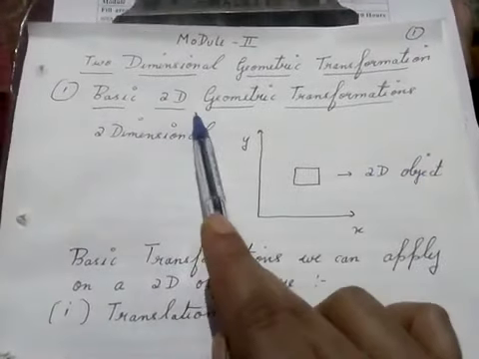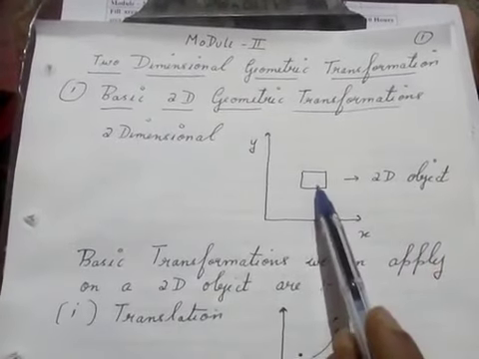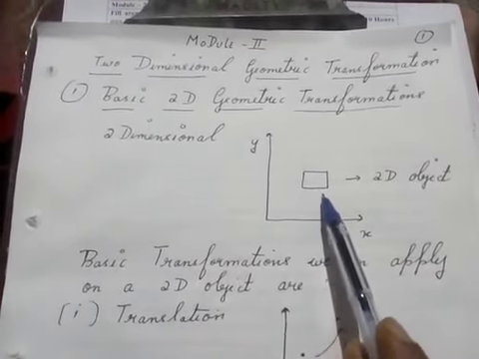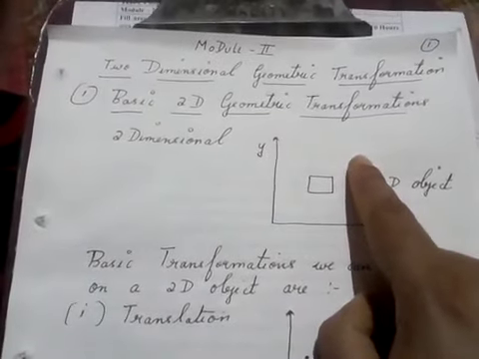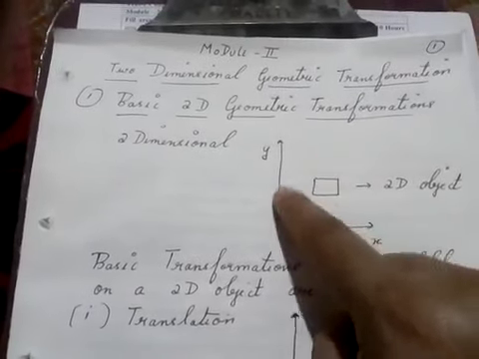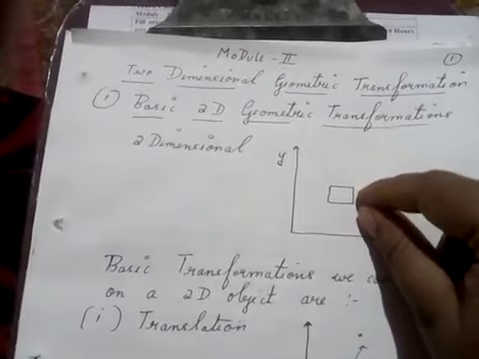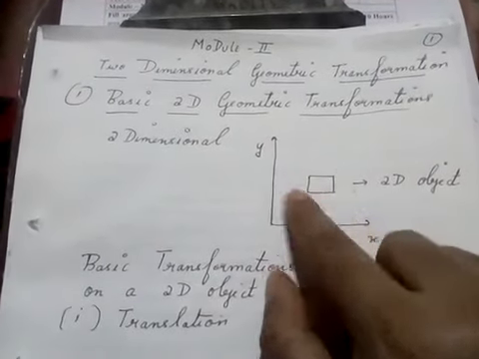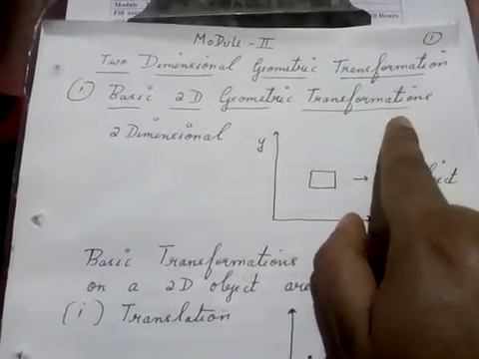Now, we know what is meant by transformations. Transformations means all the operations you can perform on a 2D object. For example, you can move this object from one point to another point. Otherwise, you can rotate it at some angle, 90 degrees, 80 degrees, 180 degrees. Or you can either increase the size of an object or decrease the size of an object. Some operations you perform on an object are known as transformations.